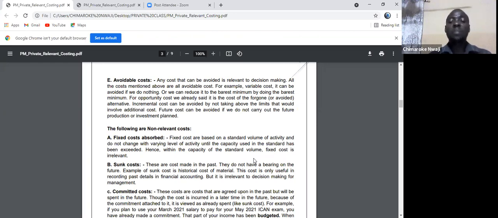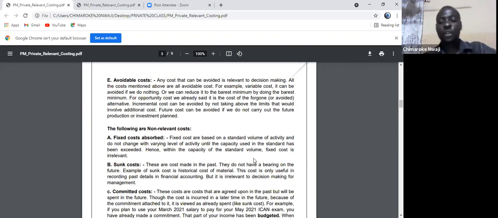Opportunity costs can be avoided if we do not forego the alternative. So once you forego an alternative, you have avoided spending on that. Incremental costs can be avoided if you decide not to spend above your limits. That's a choice, a decision. And future costs can be avoided if we do not carry out future production or investment plan. So you see, any cost that can be avoided is relevant.